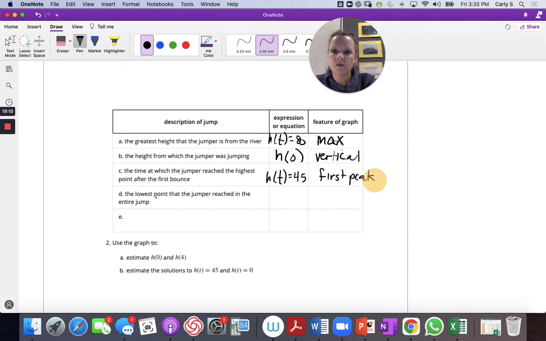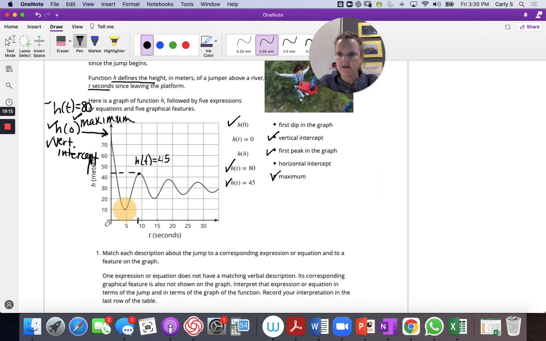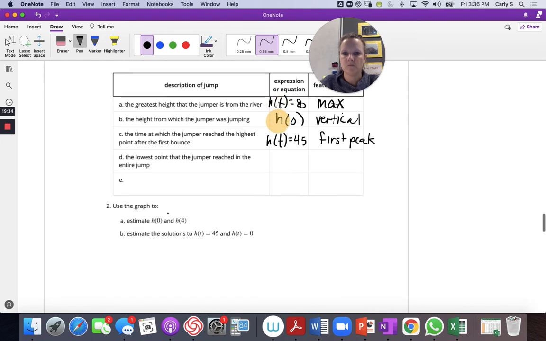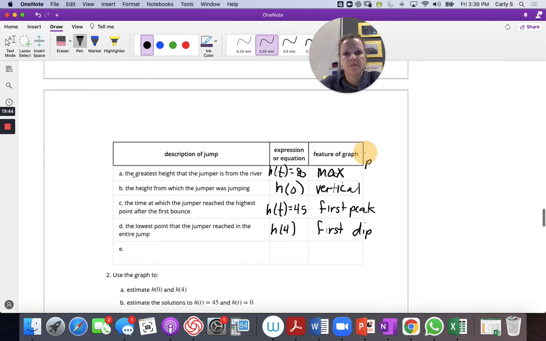The lowest point the jumper reached in the entire jump. That would be right here. And I would say that would be h of 4. And that is the lowest peak, first dip in the graph. Cool.